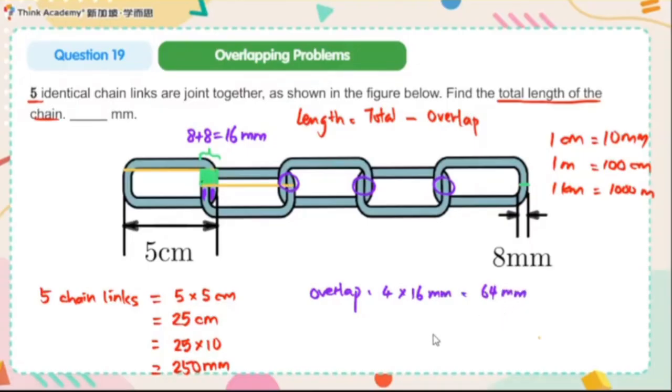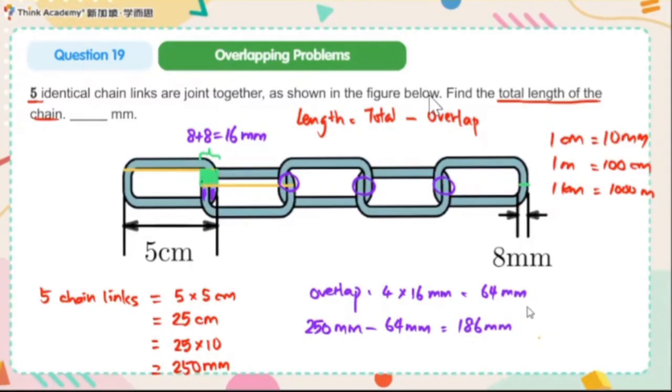So this is the overlapping part that you double counted, right? They are overlapped. You need to subtract them to remove the overlap. Right, so originally, this is 1 chain link, this is another chain link, right? Once they overlap, then you double counted some of the lengths, right? You double counted the 16 millimeters when you just do 5 times 5, 10 times 10. So we need to subtract the total overlapping part to get the actual length of the chain, right? So the actual length will be 250 millimeters minus 64 millimeters, which is equal to 186 millimeters, right?